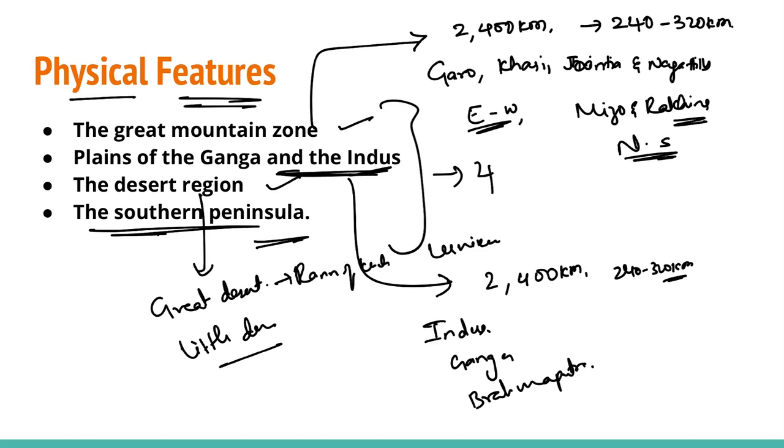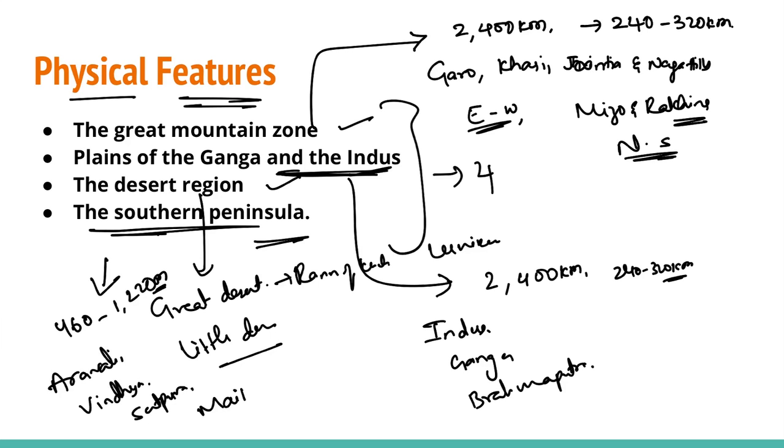Next comes the southern peninsula. The peninsular plateau is marked off from the plains of Ganga and the Indus by a mass of mountain and hill ranges varying from 460 to 1,220 meters in height. Prominent among these are Aravali, Vindhya, Satpura, Maikala and Ajanta. The southern point of the plateau is formed by Nilgiri Hills, where the eastern and the western Ghats meet.